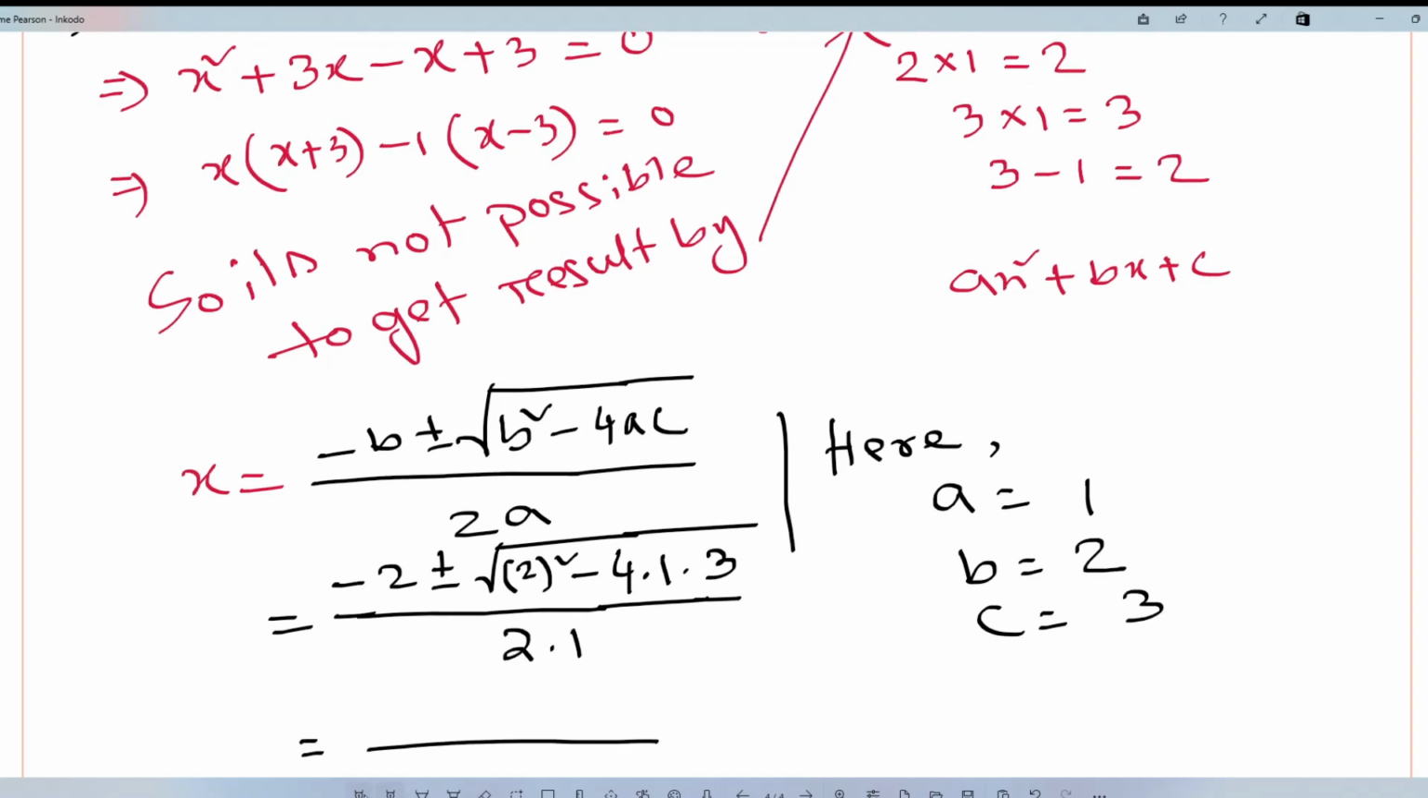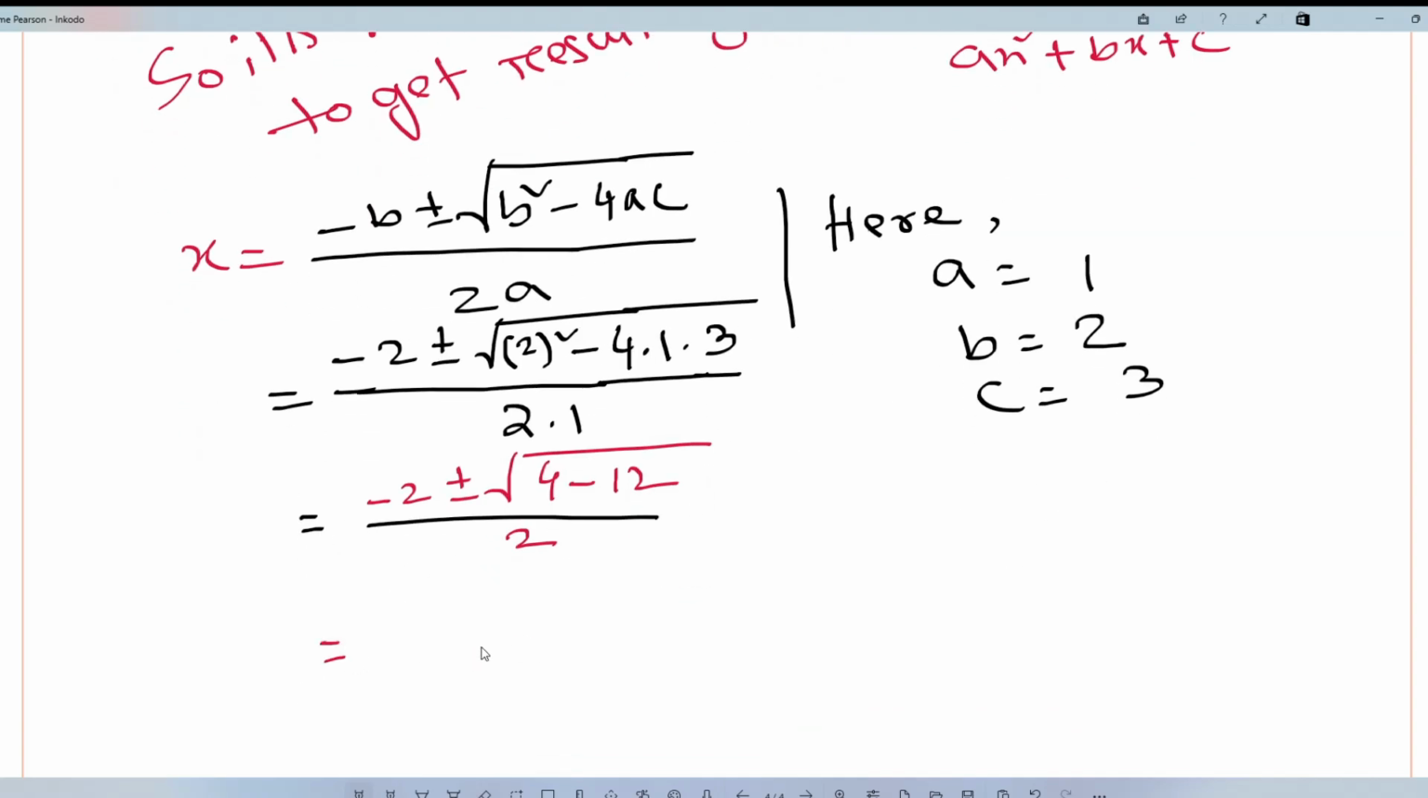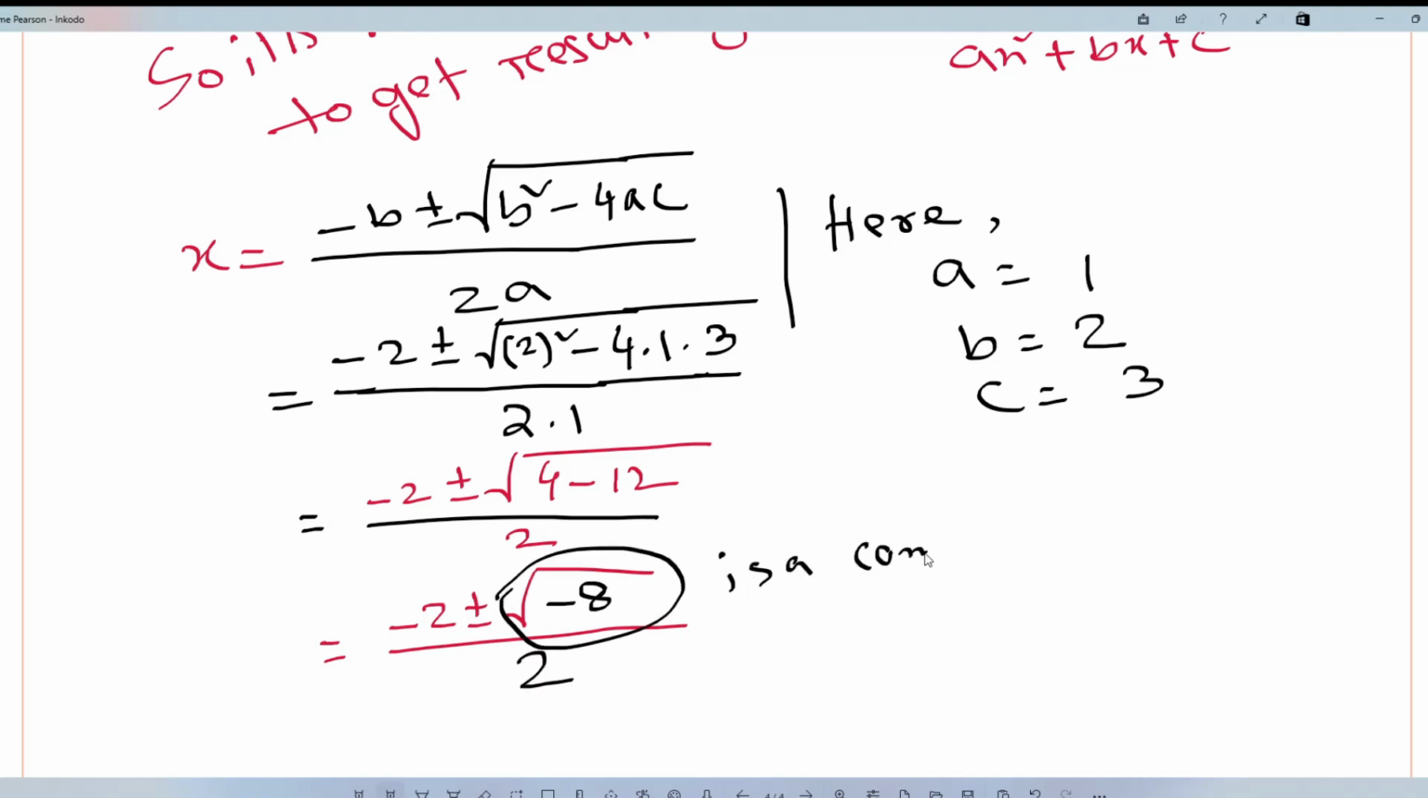Now look, here is minus 2 plus minus root over, here 2 square means 4, and here 4 into 1 into 3 means 12, divided by 2. Okay, now the more important and most complex thing is, here is minus 2 plus minus root of minus 8 divided by 2. Root of minus 8 is a complex thing, so the result is complex.